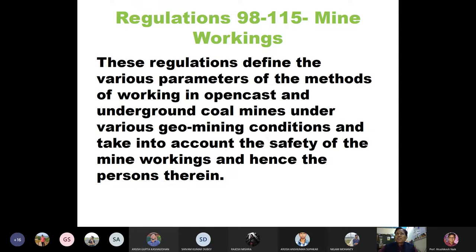Then there are regulations 98 to 115 on mine workings. Regulations 98 to 115 speak about mine workings. These coal mines regulations define the various parameters of the methods of working in open cast mines and in underground coal mines under various mining conditions. There are various methods of mining carried out in open cast mines or in underground coal mines because of the various geo-mining conditions, and what action is taken for the safety of the mine workings and hence the safety of the people is dealt with in this section of the Coal Mines Regulation.